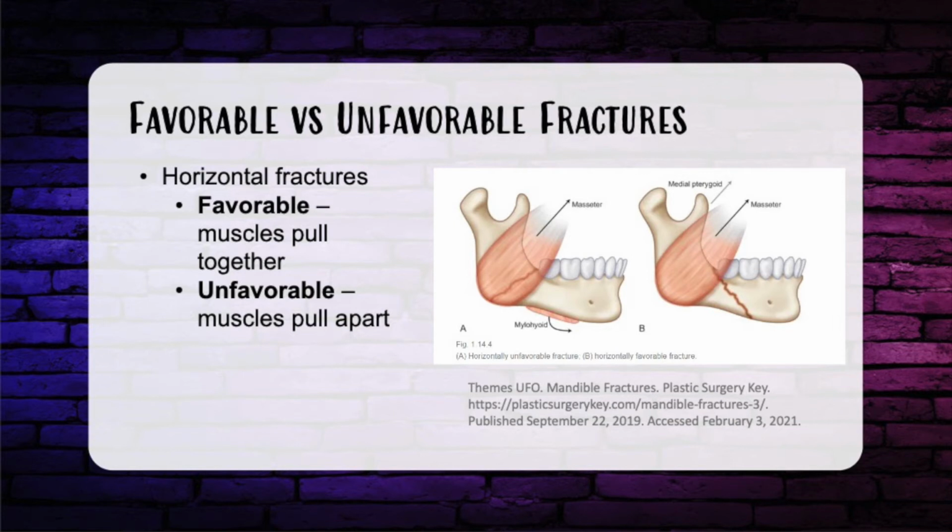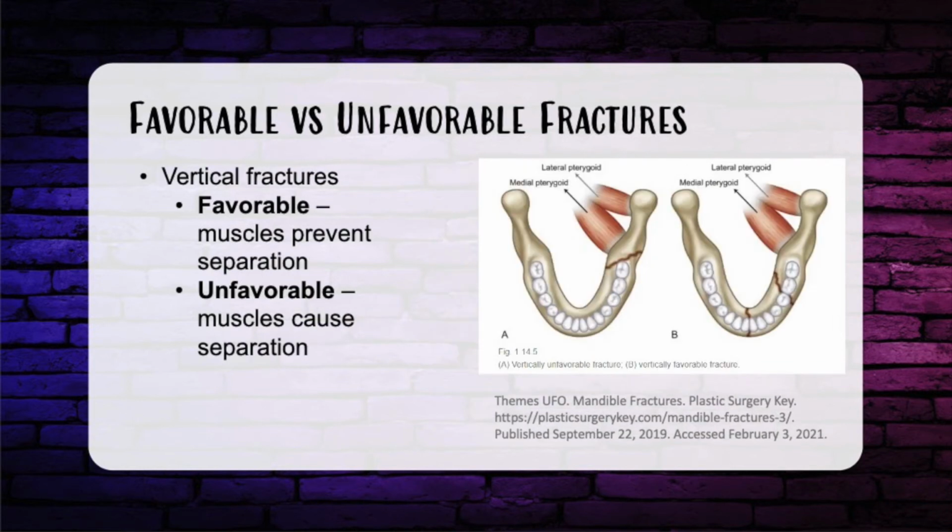But for horizontally unfavorable fractures, the fracture travels from the alveolar border of the mandible downward, posteriorly, towards the inferior border of the mandible. So when the muscles on either side of the fracture work, they actually pull them apart, making it unfavorable. Now, let's move on to vertical favorable fractures.